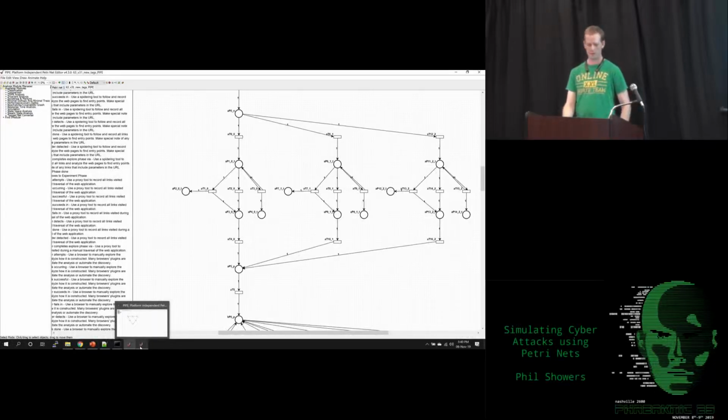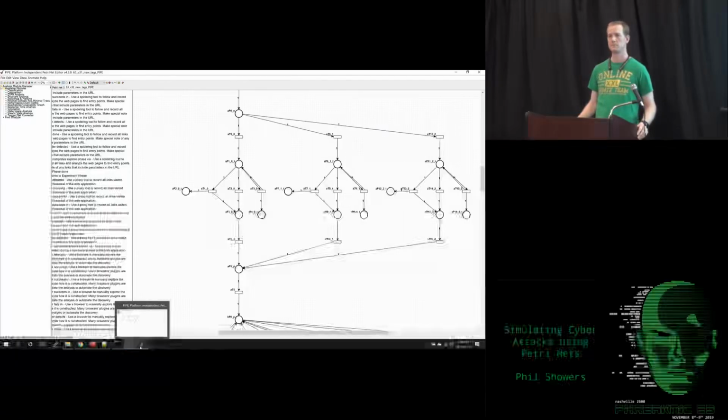Let's see. Any questions? Yeah. Would validating comprise something where you make sure that every state that's represented in the graph is visited?